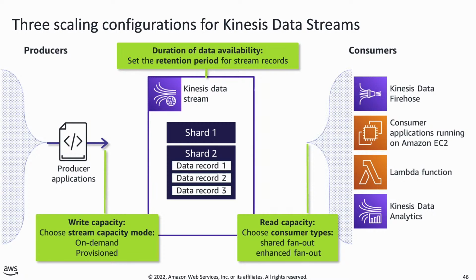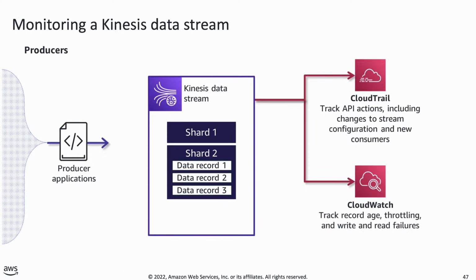Now, if you think about the Kinesis data streams, the retention period is a critical component. By default, it's 24 hours, but you can even increase it up to 365 days. The write capacity is controlled by how many shards are allocated to the stream, and the read capacity is going to scale through the throughput for consumers of the stream.